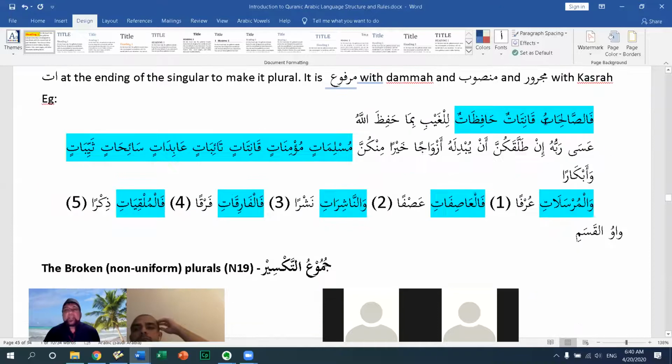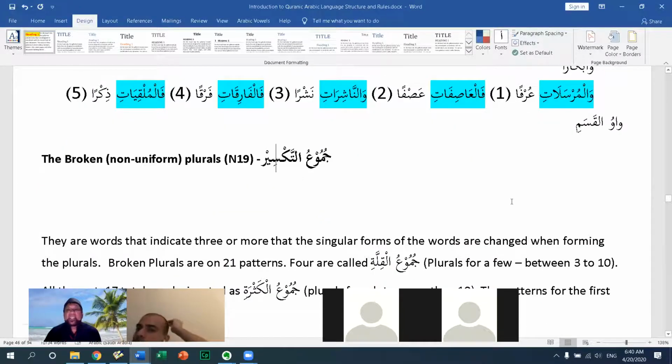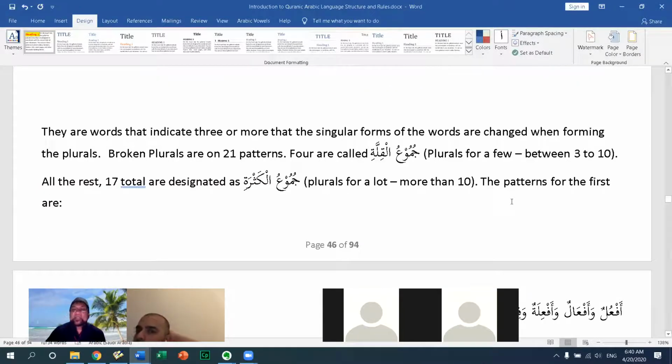But when you take Jam' taksir, the singular form of the word doesn't exist anymore. It's broken up. So broken plurals are 21 patterns. 4 are called Jumu'ul Qilla. These are words between 3 and 10. What does it mean between 3 and 10?